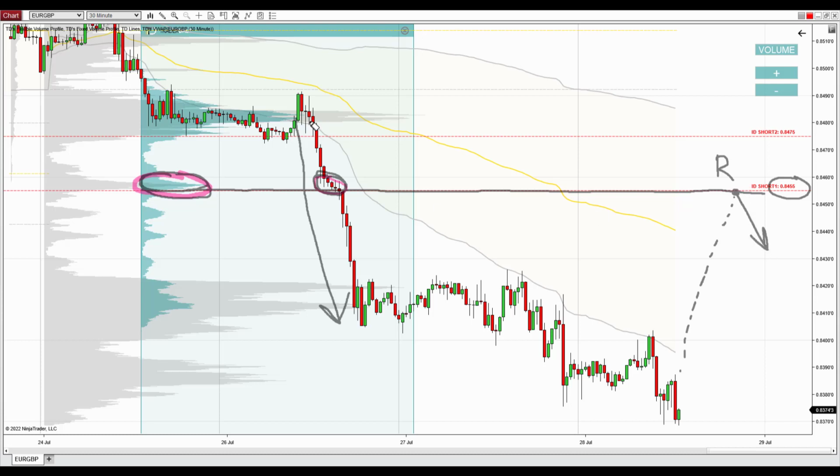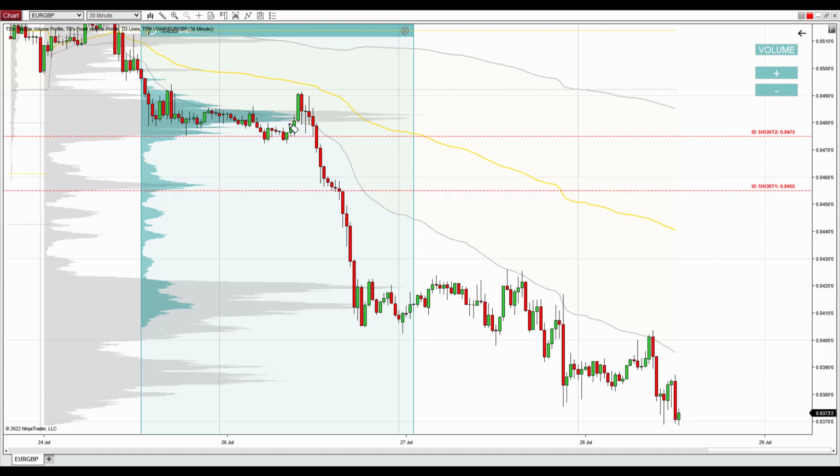This is a setup, a volume profile setup, which I call the trend setup because I trade it when there is a trend. I look for significant volumes within a trend, and those volumes work as supports or resistances. So that's for the first resistance, 84.55.